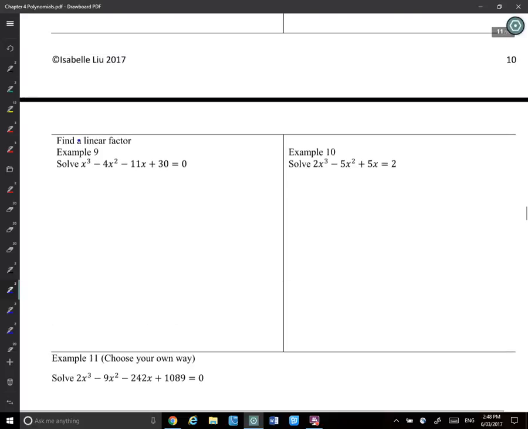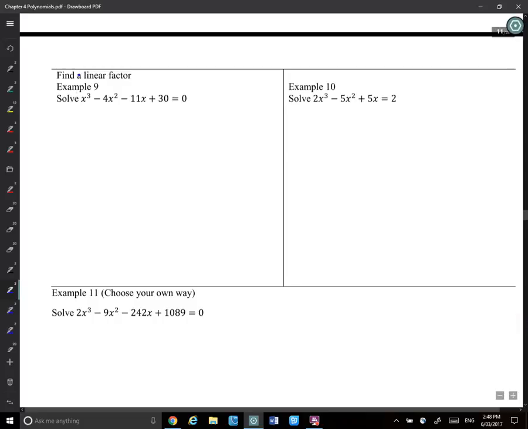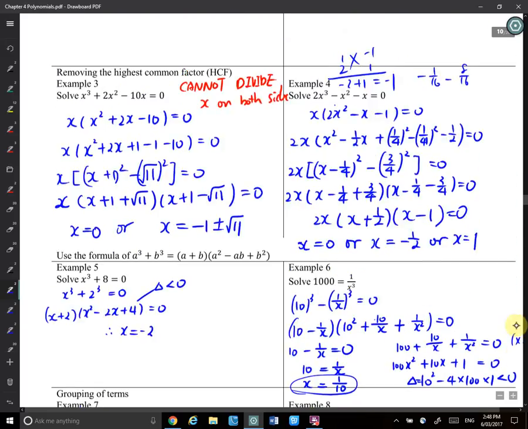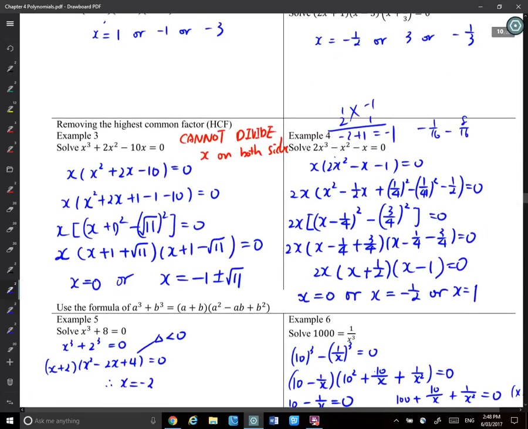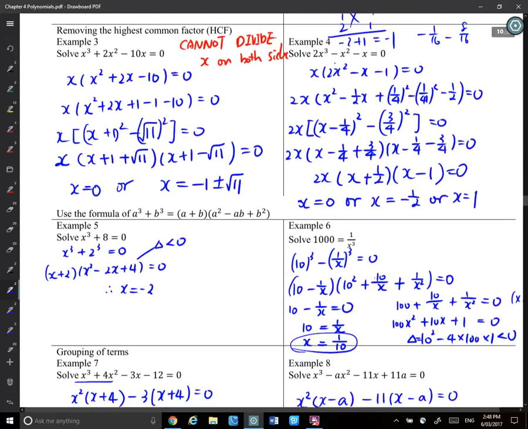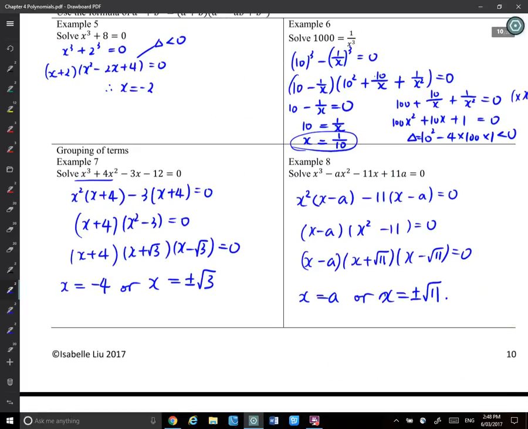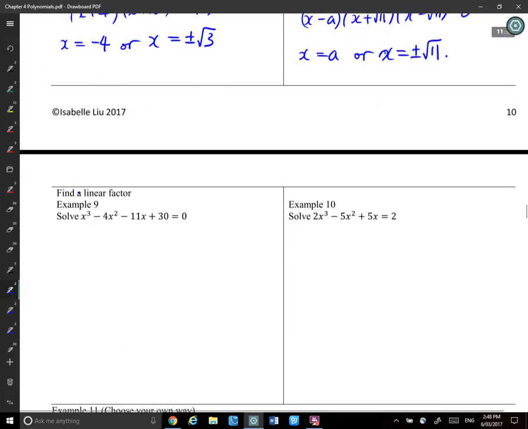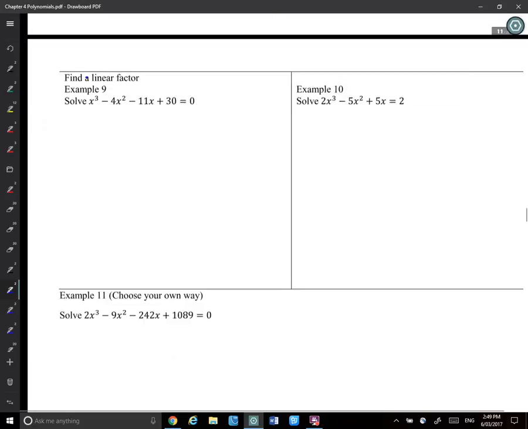Okay, and if all of that is not working, then I will use what cannot work. So if it's not in the factorized form, there is a constant, you cannot remove the highest common factor, you cannot use the a cubed plus b cubed, a cubed minus b cubed formula, and you cannot use the grouping method. Then the last case we have is find the linear factor. The last thing we want to do is finding a linear factor because it takes you longer to do this.